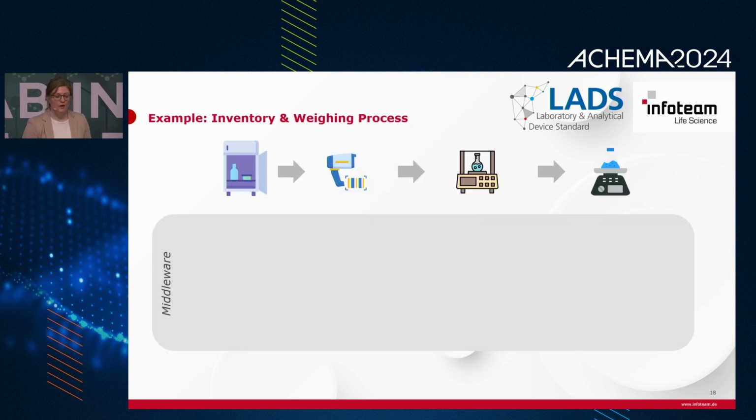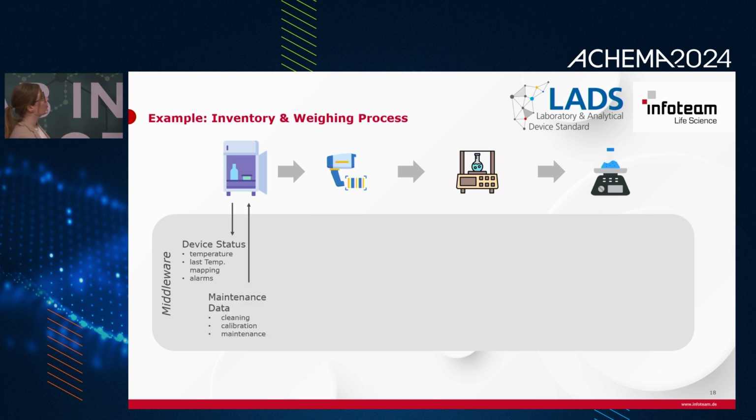So about which data are we actually speaking about, and which data are exchanged between a device and an ELN? If we look at an inventory process, we have maybe a fridge where we have the temperature, maybe when the last temperature mapping was performed, and alarms, and also maintenance data like cleaning and calibration tasks.